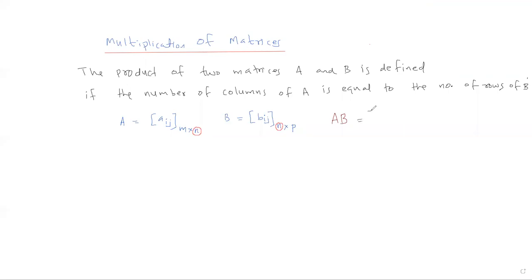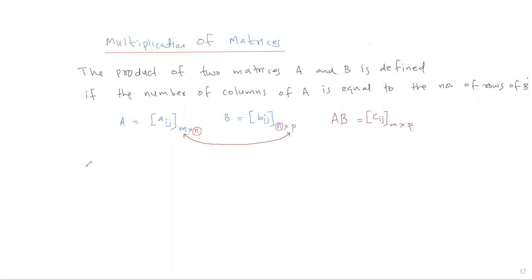This matrix, whatever it is, say Cij, its order will be m by p. We will discuss this in an example. I will show you an example, then the idea will be clear for you.